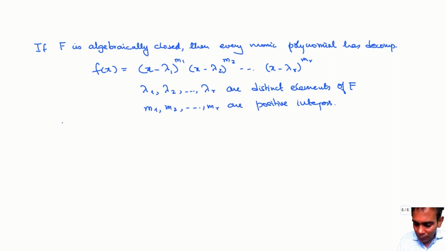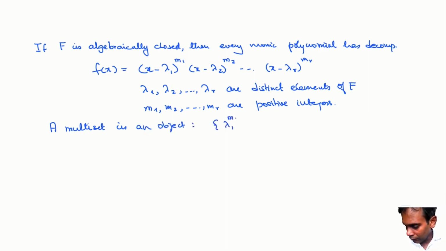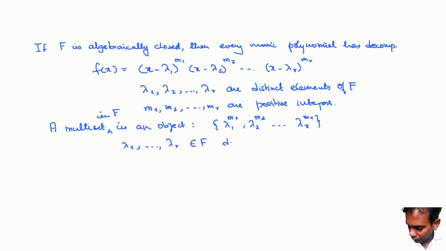So we can define a multiset. A multiset is an object of the form, which I will write like this: lambda 1 power m1, lambda 2 power m2, lambda r power mr, a multiset in F, where lambda 1, lambda 2, lambda r are distinct elements of F, and m1, m2, mr are positive integers. And we can talk about the union and intersection of multisets.